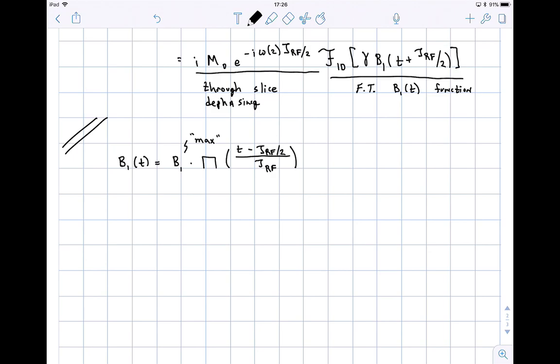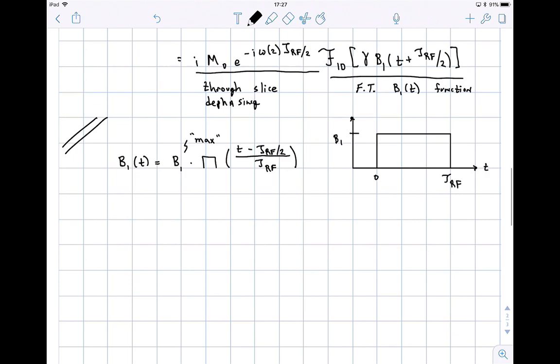And so what that pulse looks like, we can just sketch. So this is time, this is B1, and I've turned some B1 pulse on for some period of time, and then I turn it off. And so we take this as time 0. The length of the RF pulse is tau RF, and it has some amplitude that we call B1.